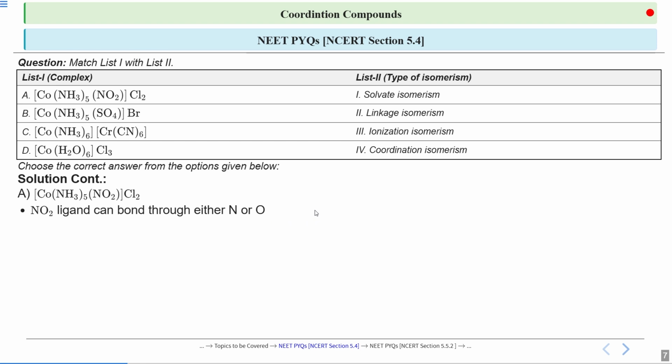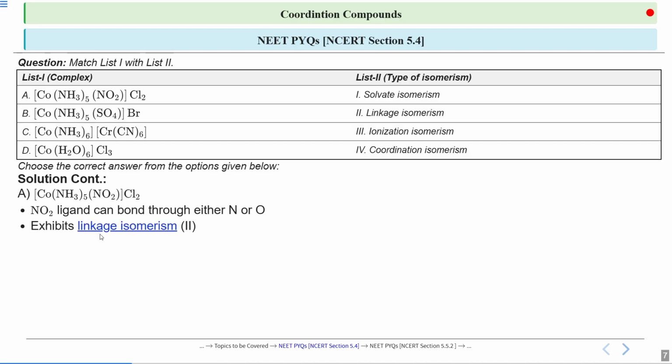the nitrogen is in the center and it is forming a double bond with one oxygen and a single bond with another oxygen, and there is a negative charge on that single bonded oxygen, right? So here the oxygen will bond with the metal. Okay, and in the other case the nitrogen is going to bond with the central metal atom or ion. So NO2 is a ligand which can bind through either nitrogen or oxygen.